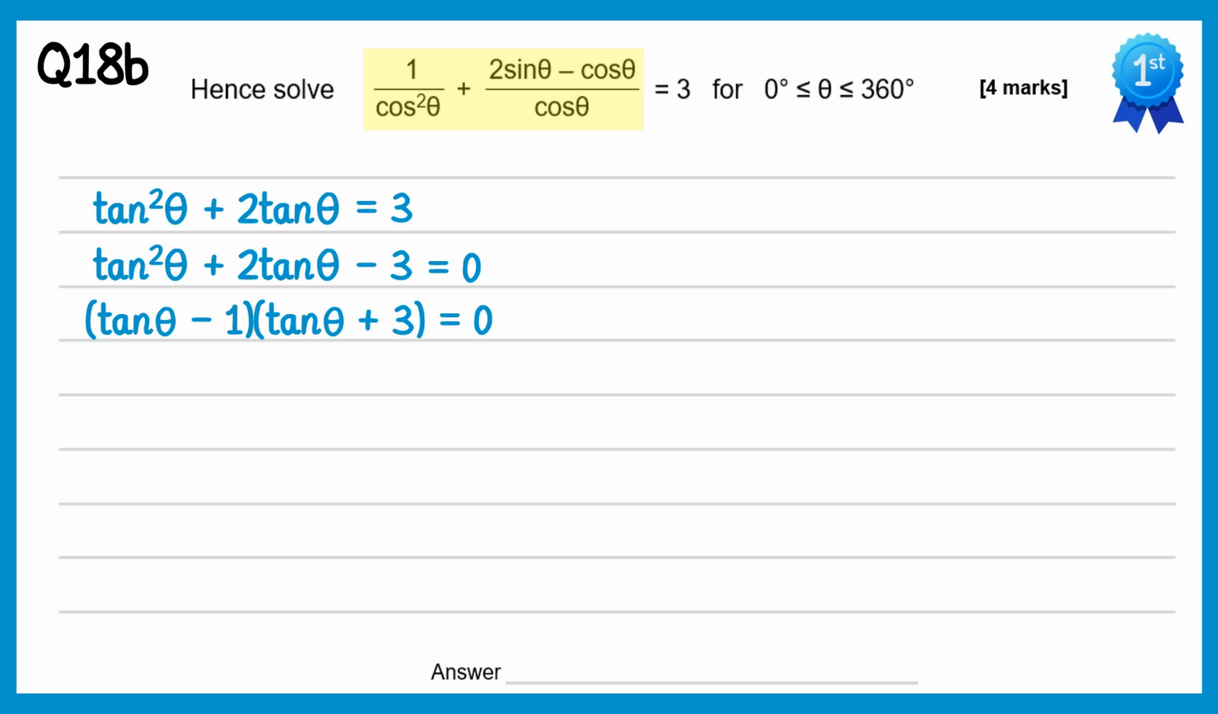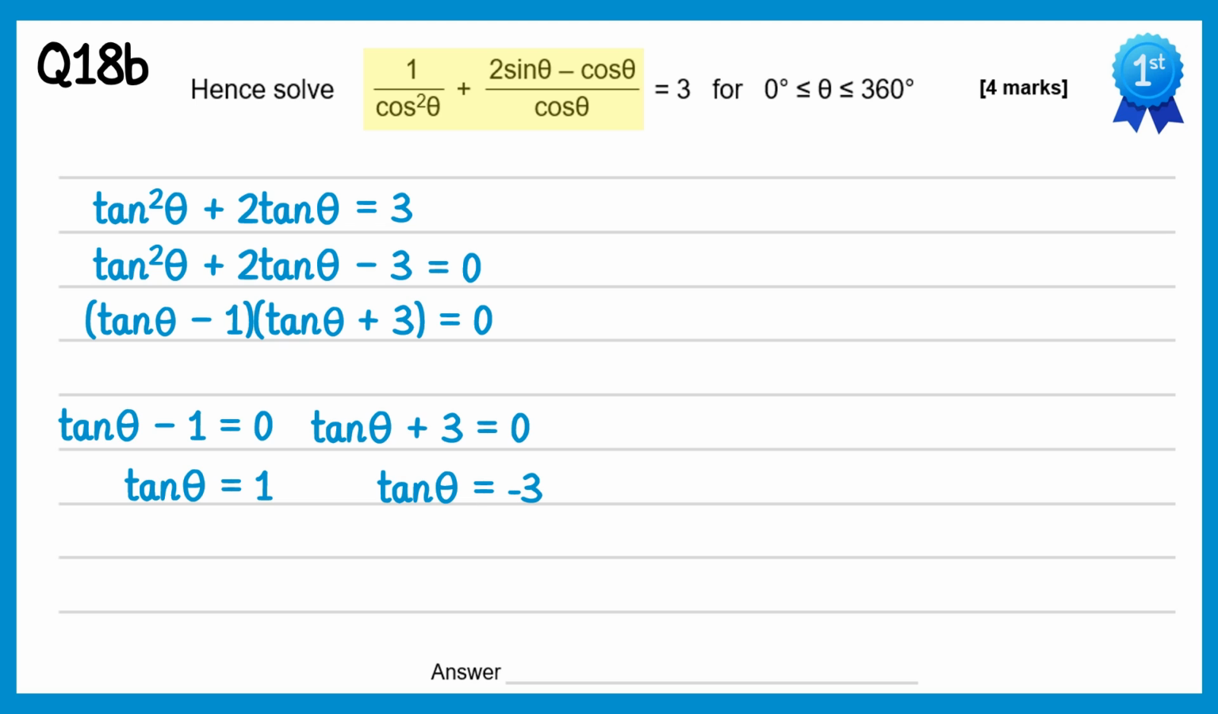We can now split this into 2 sets of solutions. We get tan theta minus 1 equals 0, and if you add 1 to both sides, you get tan theta equals 1. And also the second bracket, tan theta plus 3 equals 0, and if you subtract 3 from both sides, tan theta equals negative 3. Now we can solve both of these separately. Let's start with the left one. If you do inverse tan of 1 on your calculator, you'll get your first solution as theta equals 45 degrees.